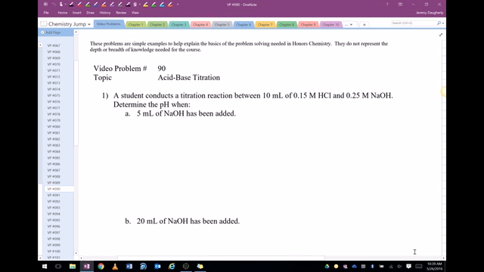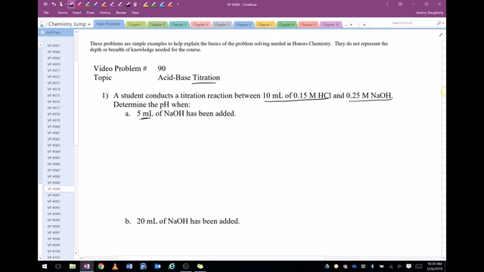Video problem 90, still with acids and bases, this time acid-base titration. A student conducts a titration reaction between 10 milliliters of 0.15 molar HCl and 0.25 molar sodium hydroxide. First question, determine the pH when I've added 5 milliliters of sodium hydroxide.